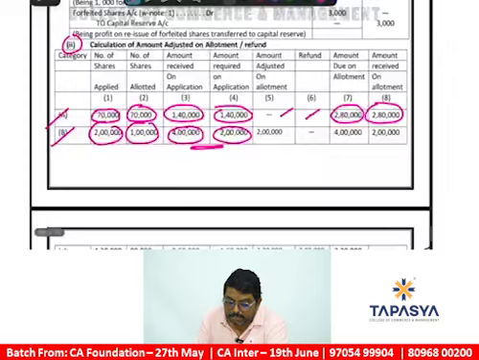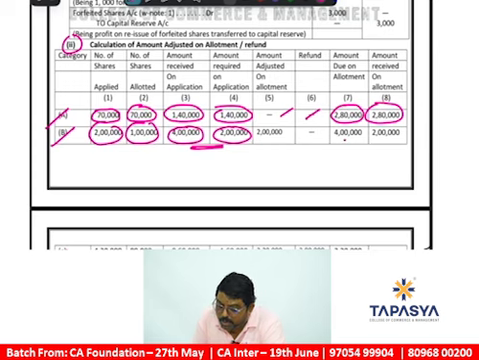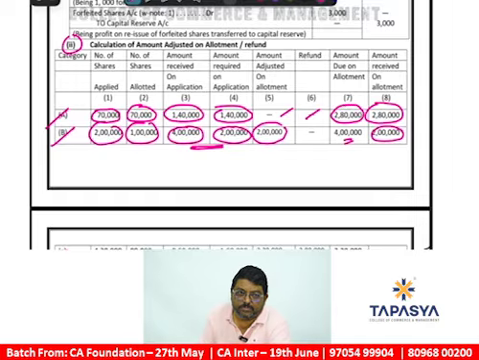Sir, what is excess application money? How can it be adjusted, sir? First you can check the allotment due. Allotted 1 lakh into 4 rupees, 4 lakh rupees he is supposed to pay as allotment due. But 2 lakhs excess money adjusted for allotment, another 2 lakhs only you can recover. 4 lakh rupees allotment money is due, 1 lakh shares into 4 rupees.